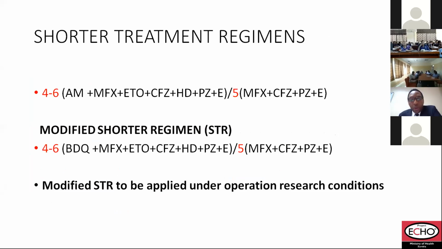I'm sure you are all aware that we have the shorter treatment regimen. Before, we were using kanamycin, moxifloxacin, ethionamide, clofazimine, high-dose isoniazid, pyrazinamide, and ethambutol. But due to a number of adverse effects associated with kanamycin or capreomycin, we're no longer using these 2 drugs. So in our shorter regimen, in the first 4 to 6 months, where there was kanamycin, we have amikacin substituted.